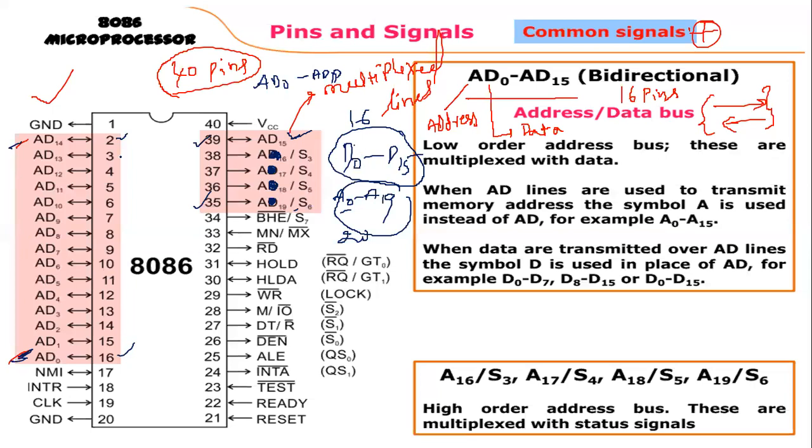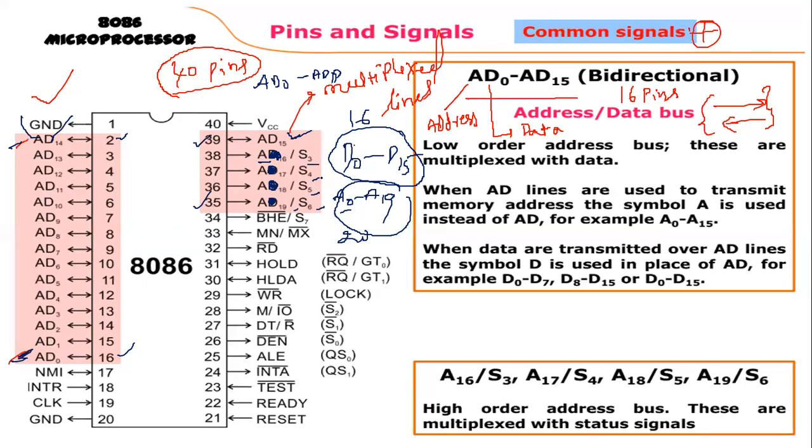So what are those numbers? You can see the highlighted area: AD0 to AD14, AD15, then A16, A17, A18, A19. A stands for address, D stands for data. The same pins, pin number 2 to 16, are used for both address as well as data. At the same time, pins number 38, 37, 36, and 35 are used for the address as well as S3, S4, S5, S6, which is the status.